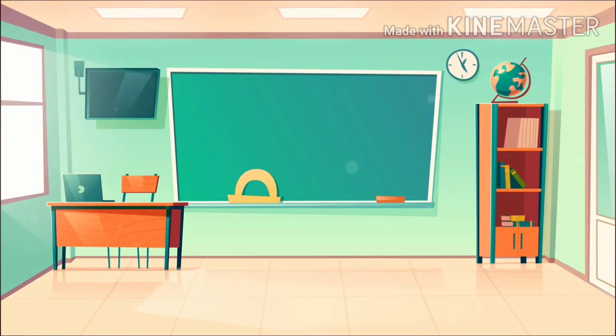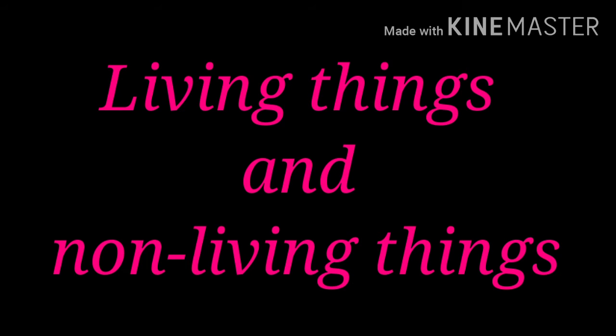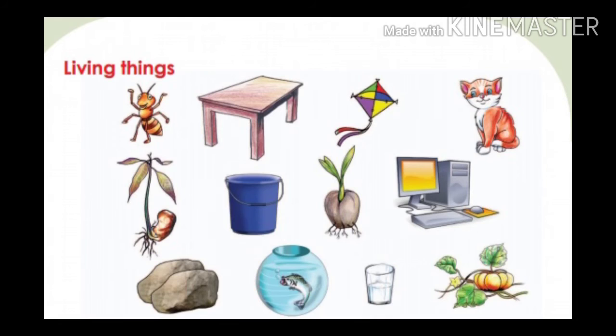Next, we are going to discuss living things and non-living things. Children, now open your textbook, page number 13. You can see some objects in the picture. In this picture, some of them are living things and some of them are non-living things. Isn't it? Children, all of you look at this picture.